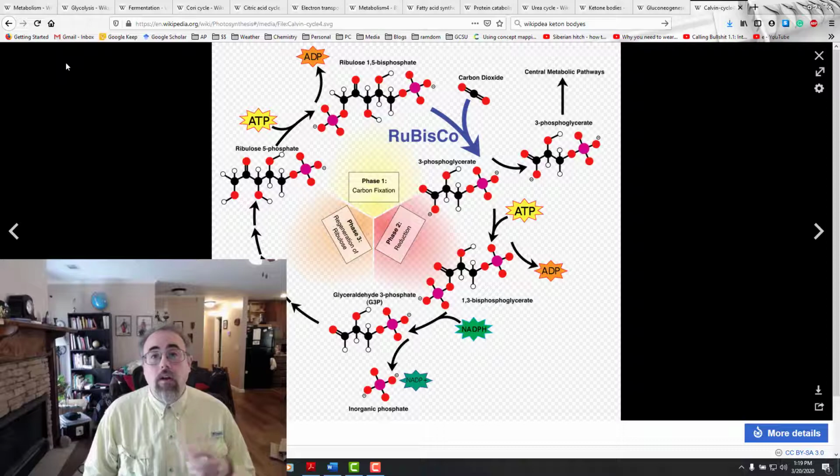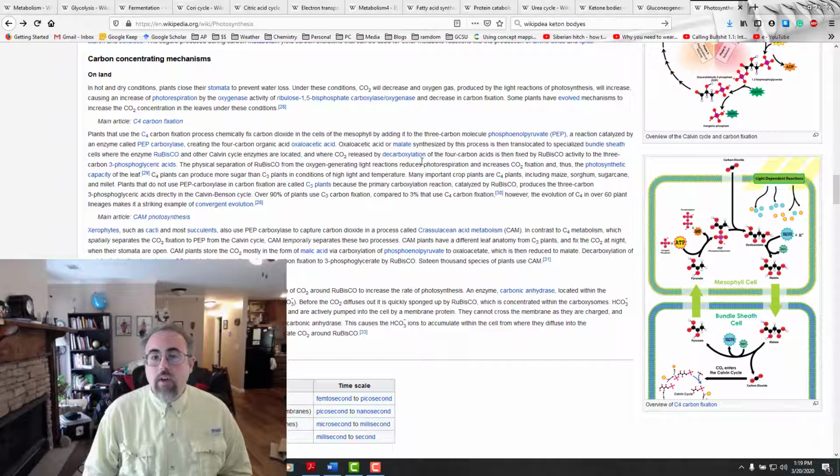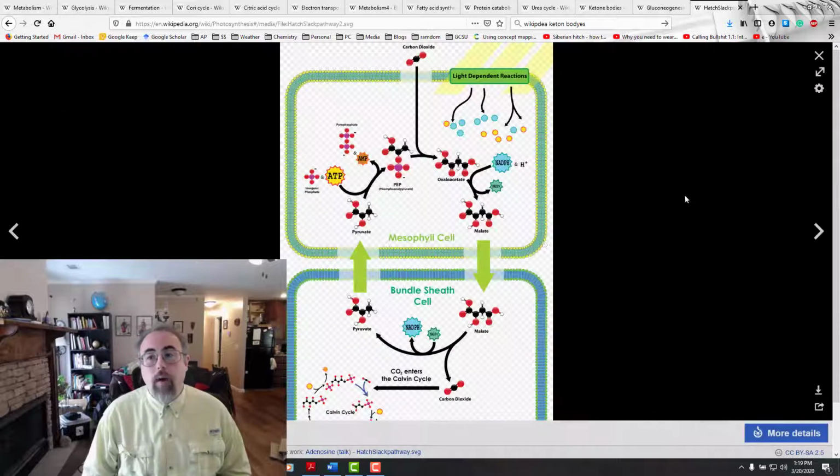Now, this is what we call a C3 pathway. And most plants, especially a lot of the plants that we eat, are going to be doing this. Now, there are modifications to this pathway. So some plants will do what's called a C4 pathway. In this case, it's still got the Calvin cycle. Everything we just talked about still takes place, but they add a little bit of extra complexity.